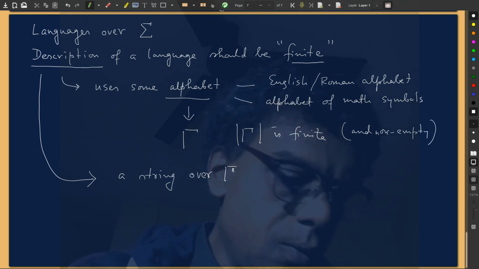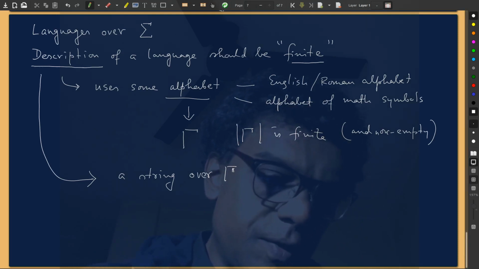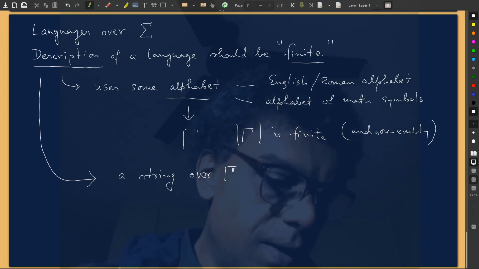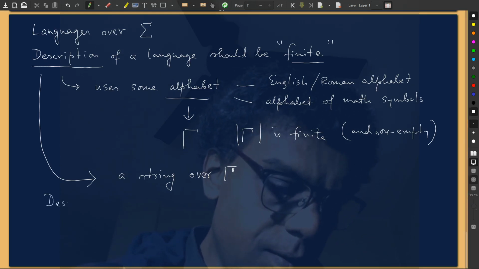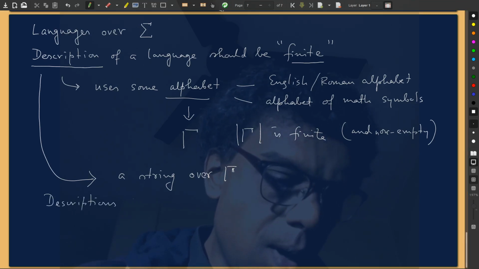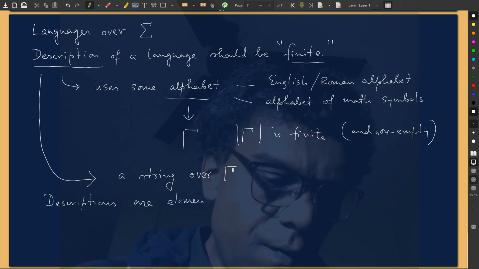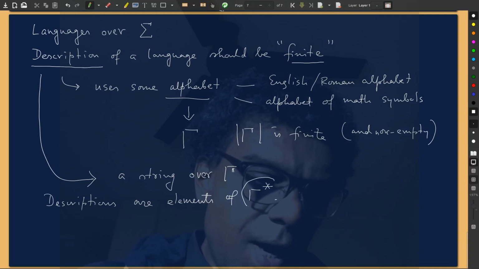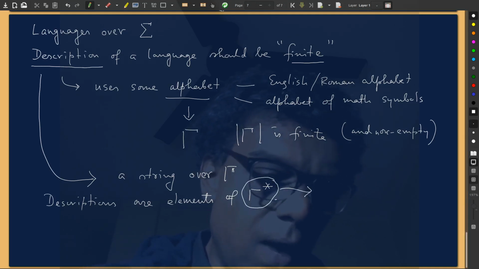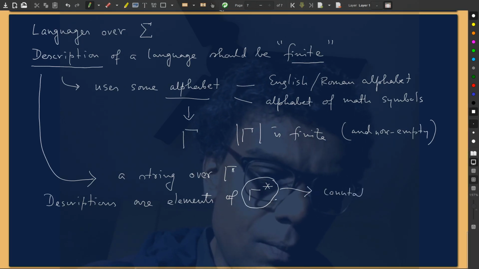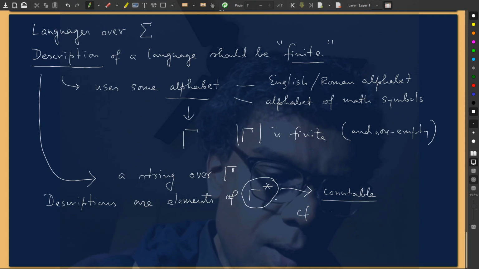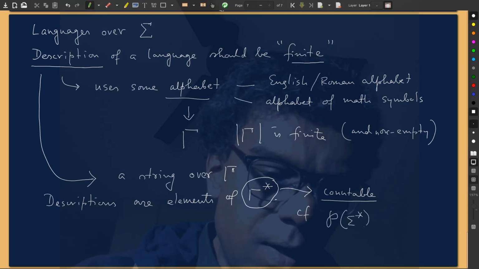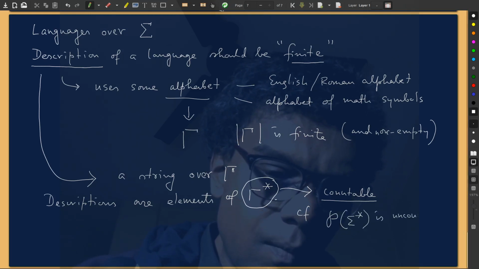Okay, so given that a description is a string over gamma, a language over sigma is represented by a string over gamma. So the valid descriptions are nothing but elements of gamma star, right? And we know that if gamma is finite or even countable, gamma star is countable. Whereas, compare this with the set of all languages, which is P of sigma star. This is uncountable.